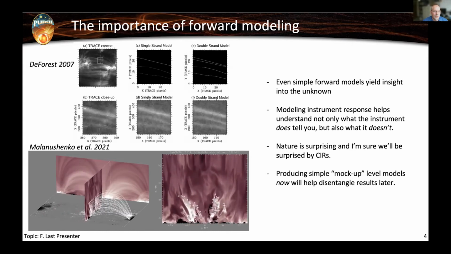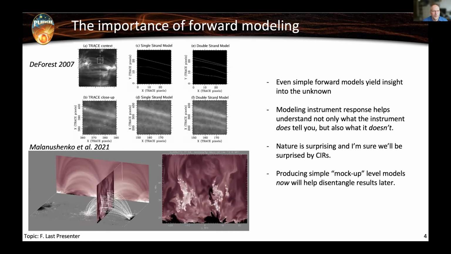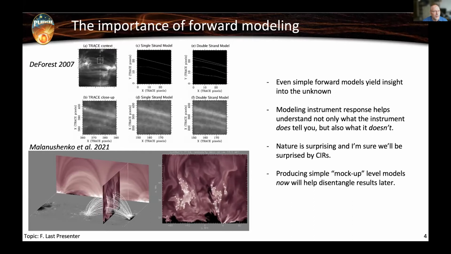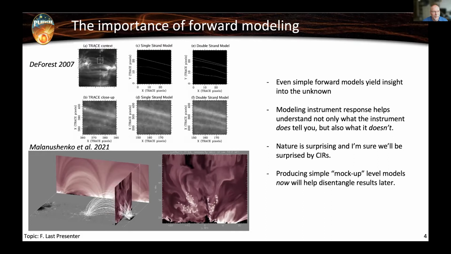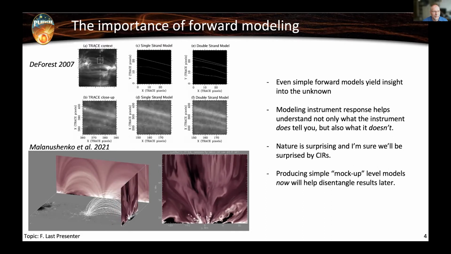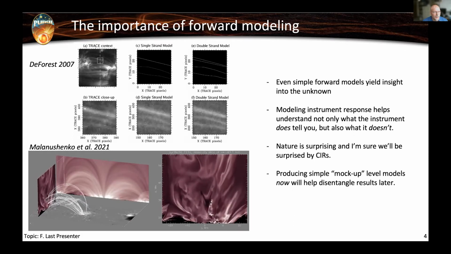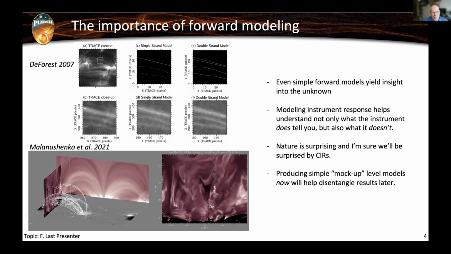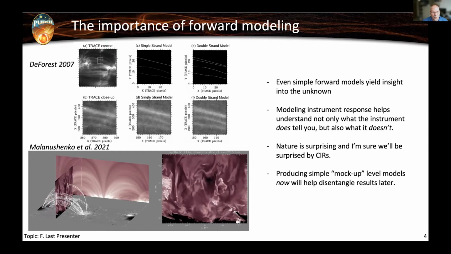I have this 2007 paper I like to cite that has some really stupid models of single and double stranded loops that I ran through a forward model and showed that TRACE couldn't tell the difference, even though the loops were allegedly resolved. That's part of a debate that's been going on for a long time. My sense is that Anna Malanushenko, who's on this call, has really sort of clinched that discussion by pointing out that there may not actually be coronal loops at all.